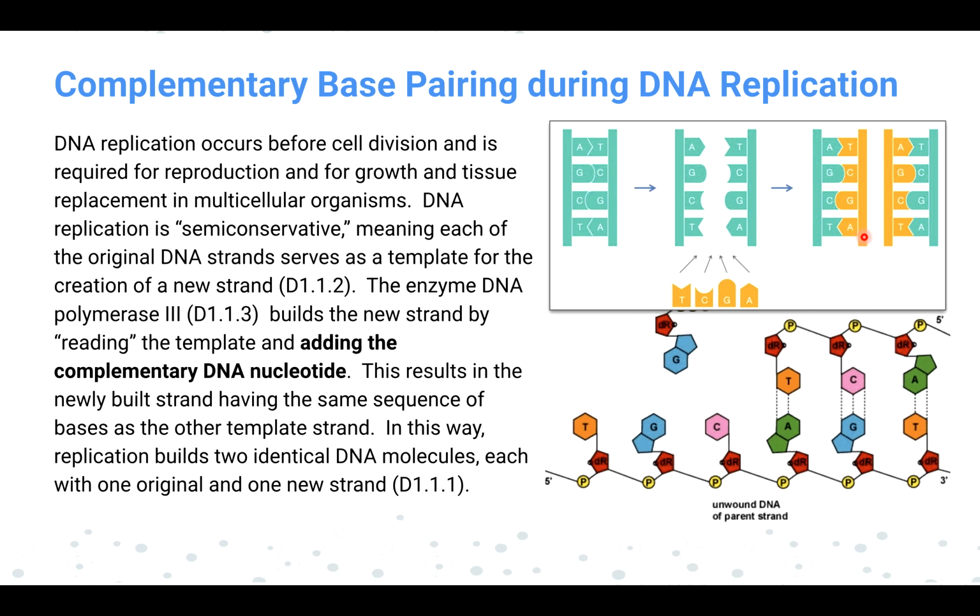The enzyme DNA polymerase helps in building all these structures in the cell, and this results in the formation of the new strand having the same sequence of DNA, the same sequence of bases. In this way, DNA replication builds 2 identical copies of DNA, thanks to DNA polymerase 3, which is working on this.